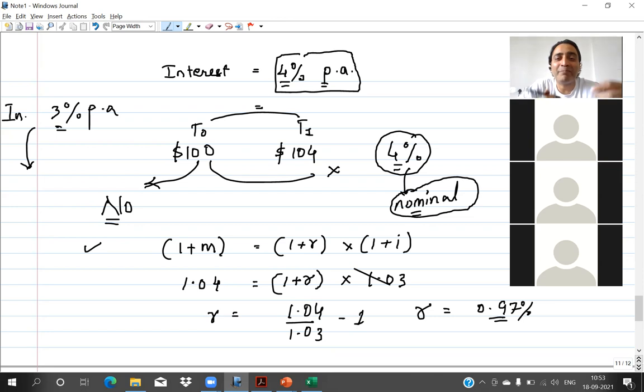Chalo, anyways, we are not learning investment consulting here. We are going to use this in investment appraisal. Okay. But guys, I hope you're understanding the concepts.